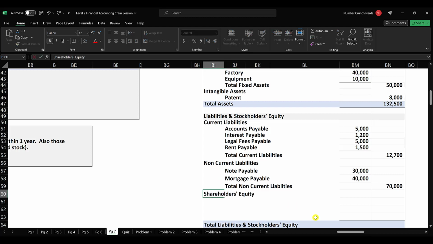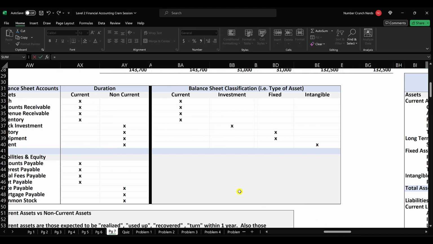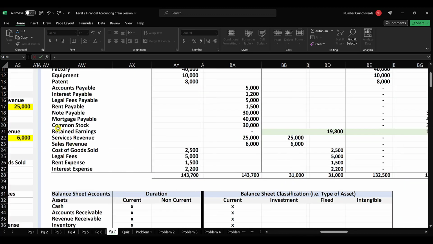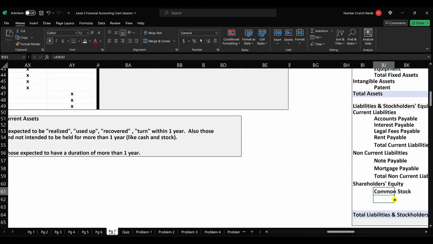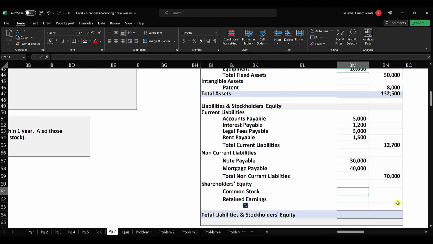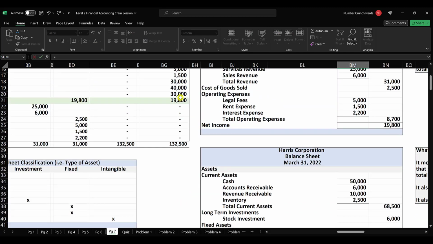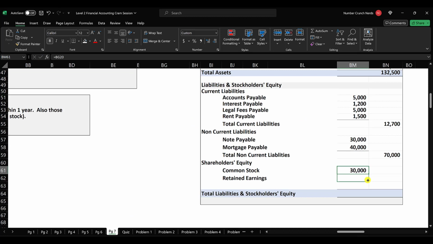shareholders' equity. And I believe we have 2 kinds. We have common stock. Common stock is an equity account. We also have retained earnings, right? Where's my common stock? Right here, and there's retained earnings right below it. So I have my common stock and my retained earnings. Now for those, I'm actually going to have to go and grab those off of the post-close trial balance, because the retained earnings isn't on the pre-close trial balance, is it? We had to close that.